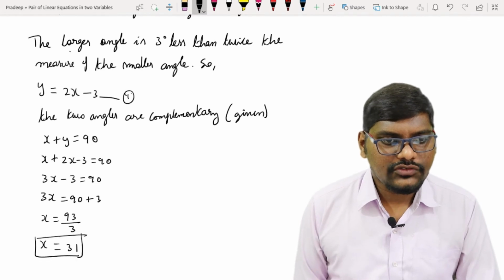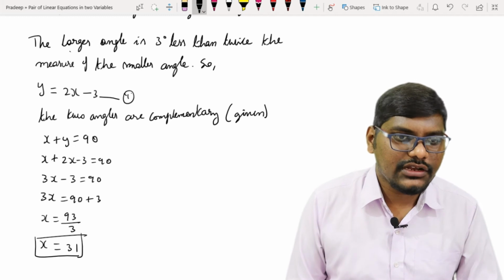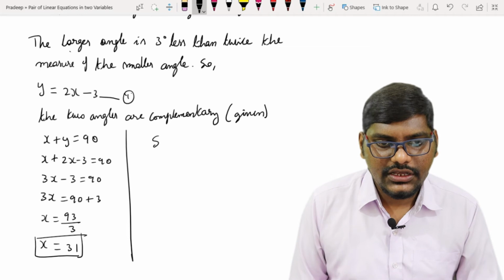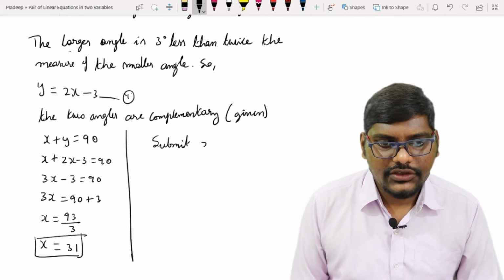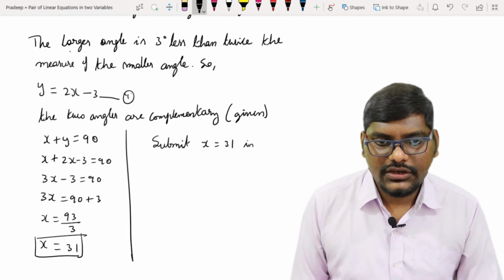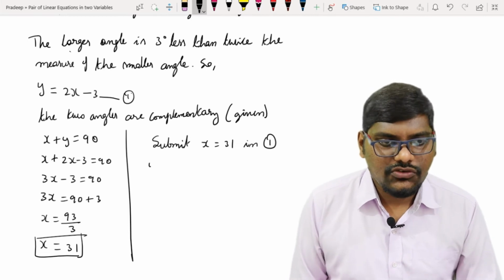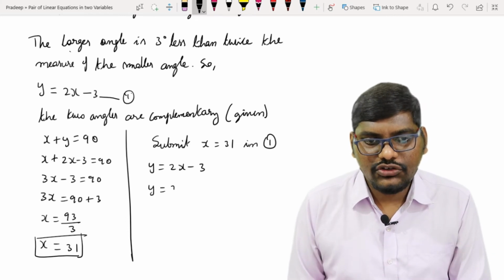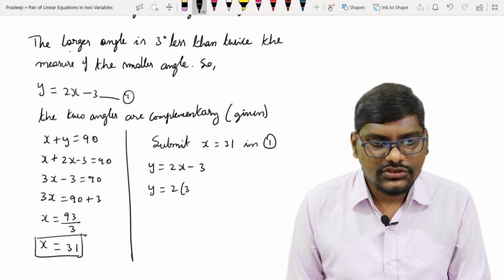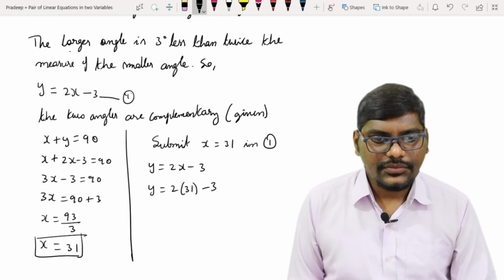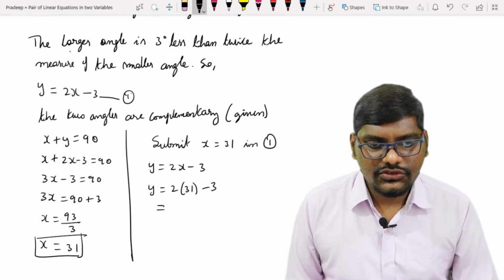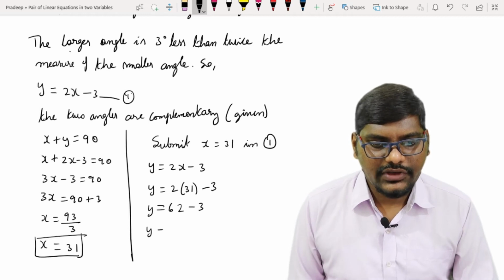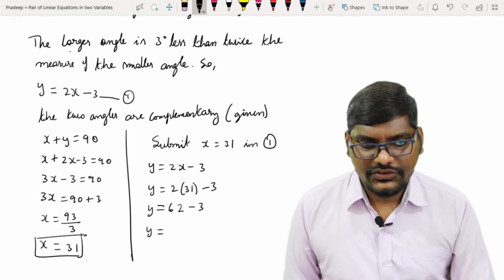Okay, so this value, whatever we got, x equal to 31, if we substitute in the first equation, we will get the y value. So I can write, substitute x equal to 31 in equation 1. So y equal to 2x minus 3 is the equation. Here I can write y equal to, in the place of x I am writing 31. So 2 times 31 minus 3. 2 3s are 6, 2 1s are 2, 62 minus 3. That is the y value. So I can write y equal to 62 minus 3 is how much?